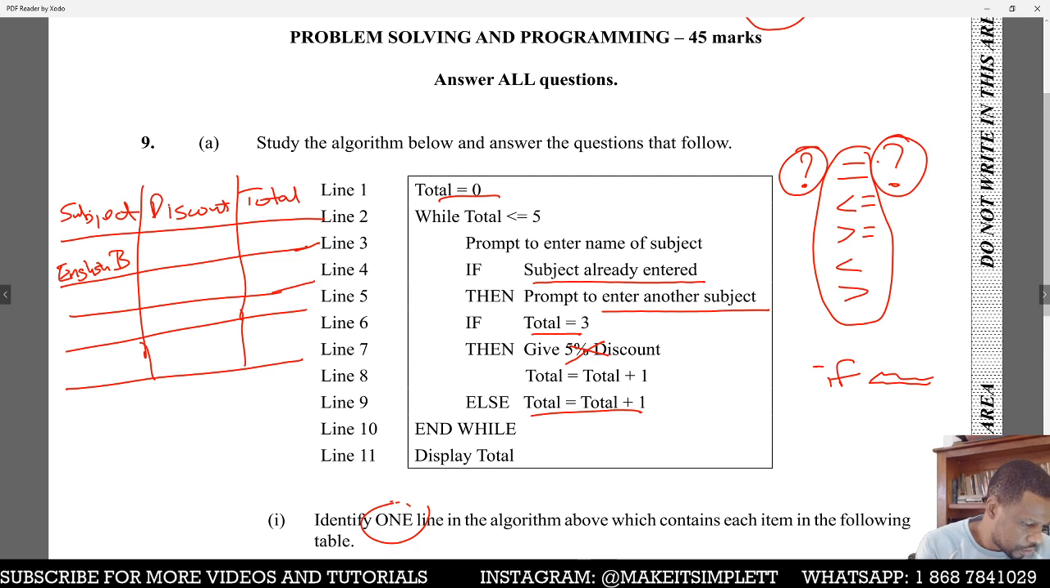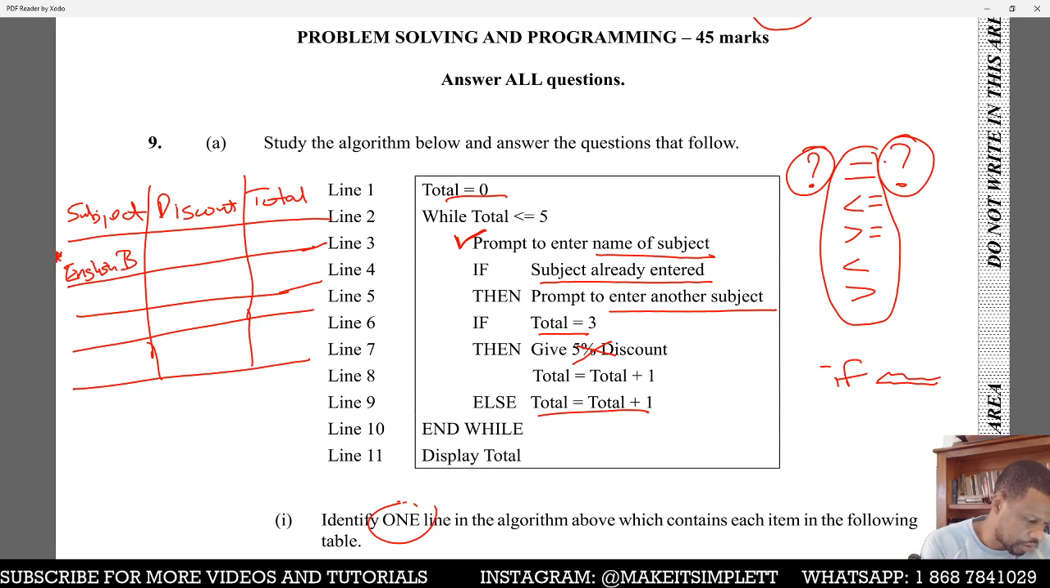Let's say English B is where this first line here is going to run. Prompt to enter name of the subject. So the name of the subject that we got is English B. So we're dealing with anything with this English B here. If the subject was already entered, have they entered a subject already? No. So it's not going to prompt to enter another subject.